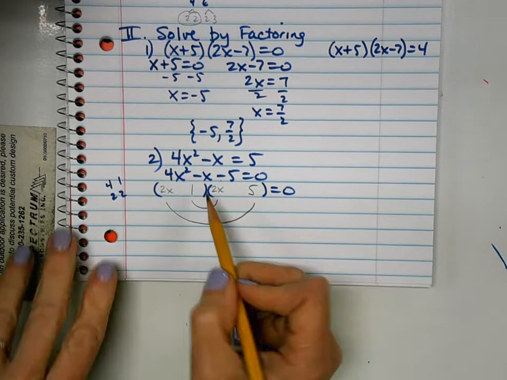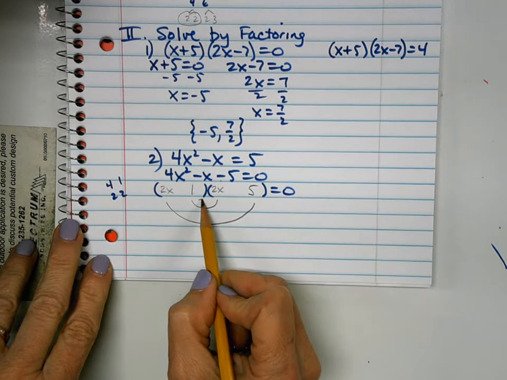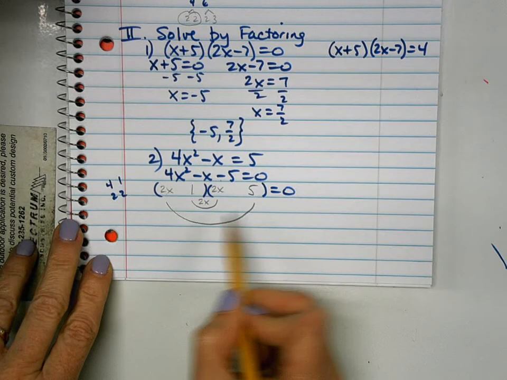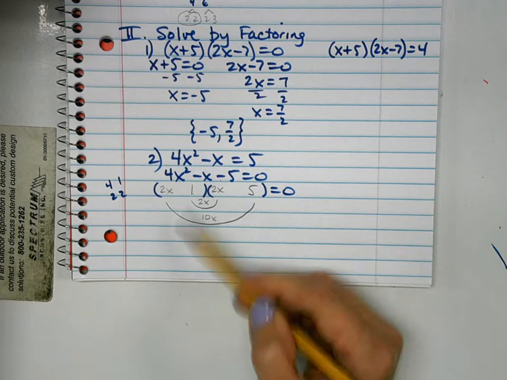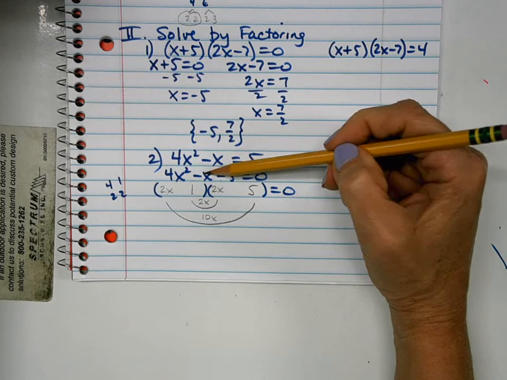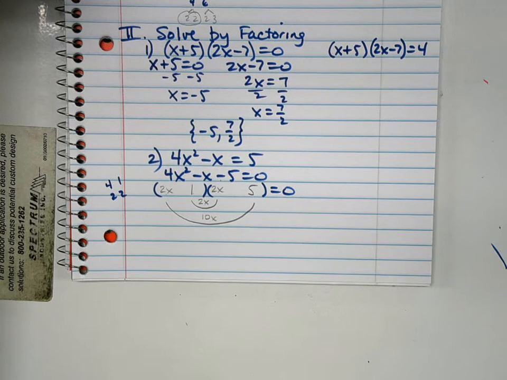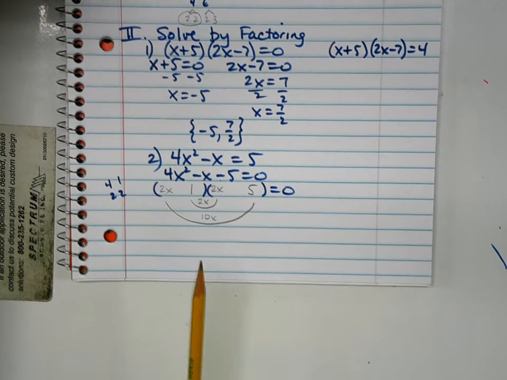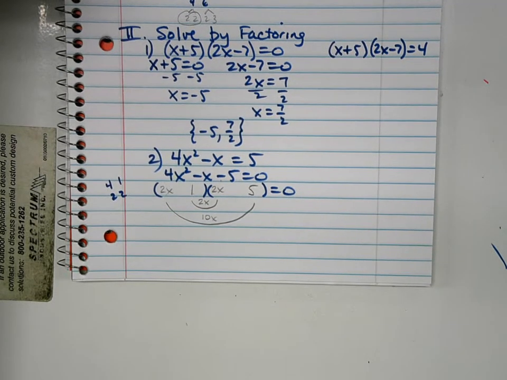Okay? So let's see, if I multiply these together, I'd get 2x. Multiply 2x and 5 together, I get 10x. Now I'm trying to come up with negative 1x. Any way to make 2x and 10x equal negative 1? No. Okay, so I'm thinking that 2 and 2 is not a good option. Let's try 4 and 1.